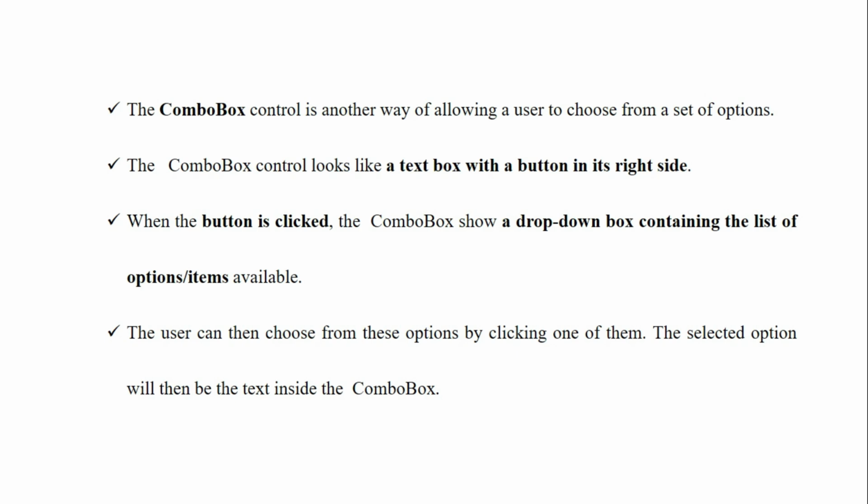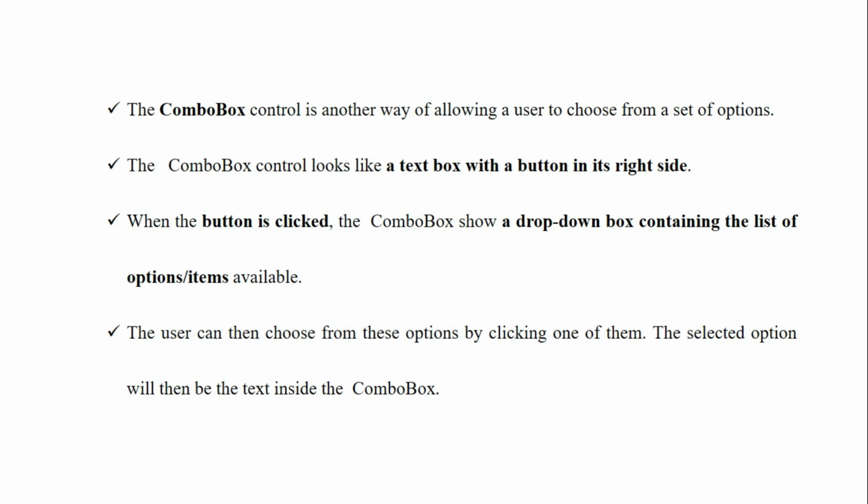Combo box control looks like a text box with a button on its right side. A list box control is a simple list, but combo box is a combination of a text box and a button on its right side. Combo box is just like a drop down list. When the button on its right side is clicked, combo box shows a drop down box containing the list of options or items available. Then a user can select from these options by clicking one of them. The selected option will then be the text inside the combo box.